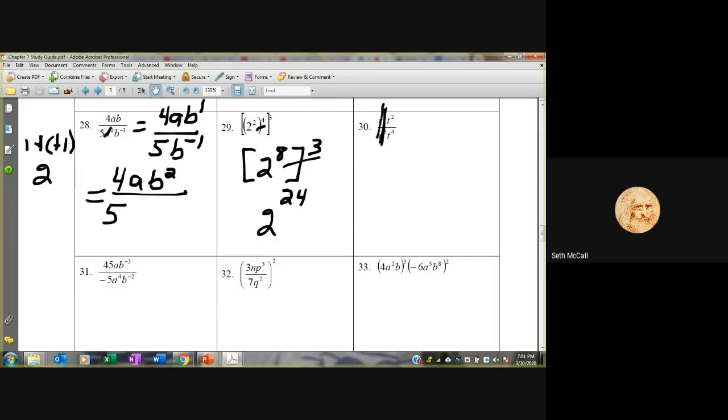So those r's to the third go away. They actually turn into 1. R to the third divided by r to the third is 1 because anything divided by itself is 1. So we're just left with t squared on top and t to the fourth on the bottom. So anytime we have division, that is going to be t to the 2 minus 4. 2 minus 4 is negative 2. And that, remember, we can't leave exponents negative, so we have to make it 1 over t to the second. And there's your final answer.